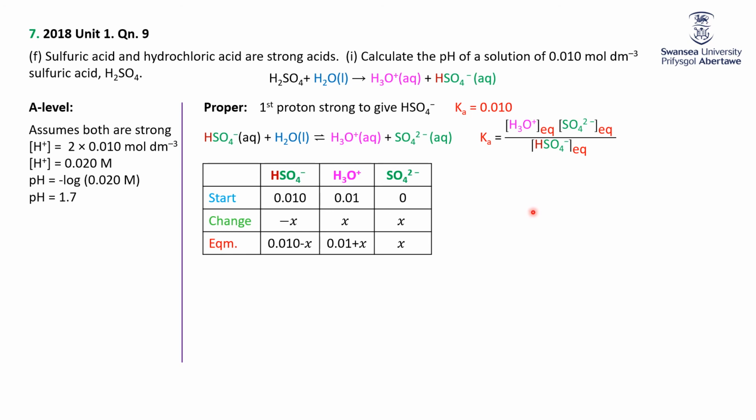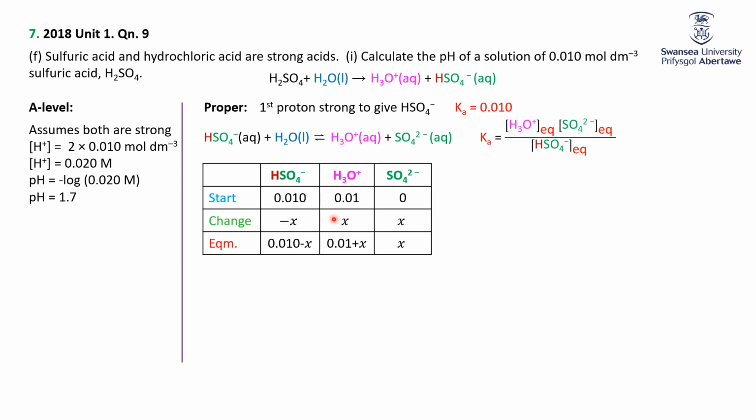Now look at how I've done this. At the start, I've said we've got 0.01 HSO4- because all of the H2SO4 that I started with gave me some HSO4-. That also gave me H3O+. So the concentration at the start for this equilibrium is 0.01 HSO4- and 0.01 H3O+. It's really important that you first of all appreciate that this first equation, no problem with that at all, goes to completion. So 0.01 sulfuric acid gives us 0.01 of this, 0.01 of that.